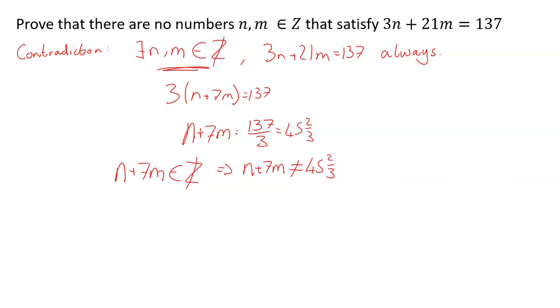So by assuming that for all the values belonging to an integer set of numbers, I am getting a fractional answer, I've contradicted myself. So I've actually contradicted the contradiction. My original is true. So I've proven that there is no number n and m belonging to that set of integer values that satisfies 3n plus 21m equals 137.